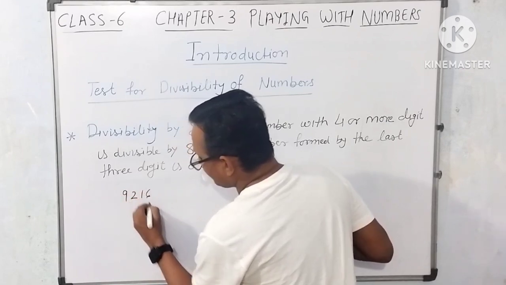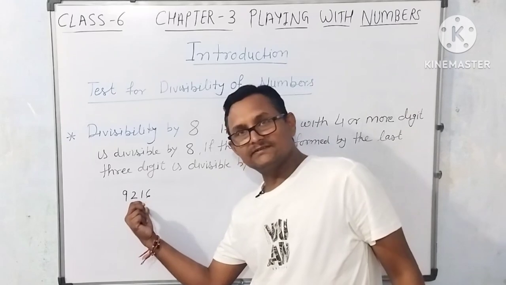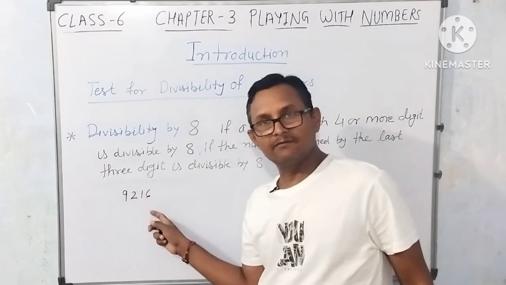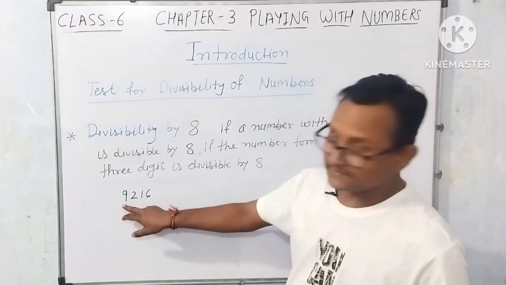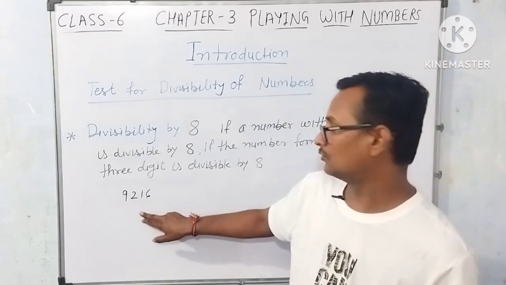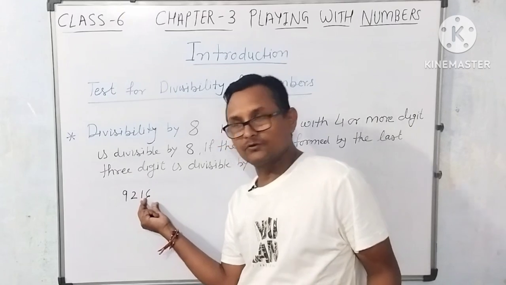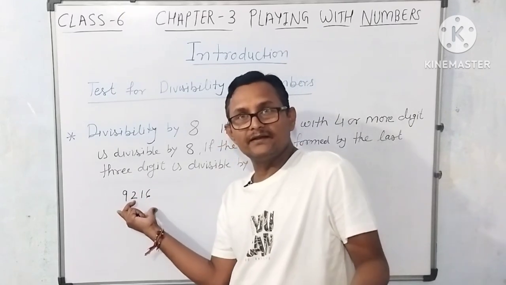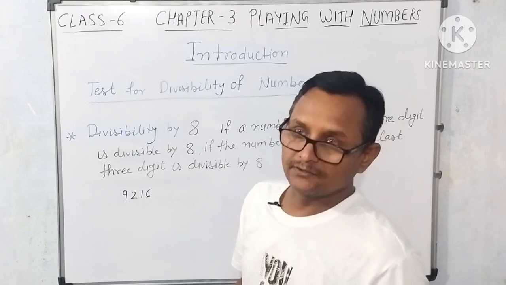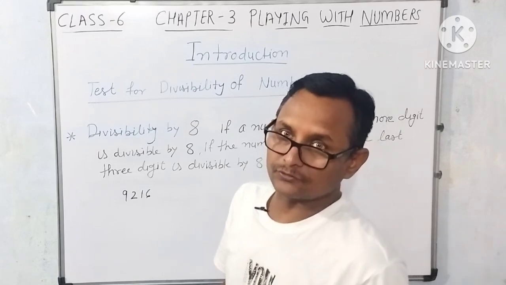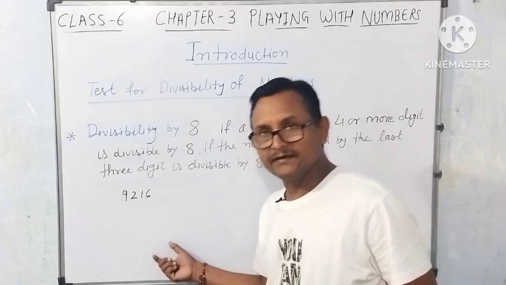9216. Friends, the last ones digit is 6, which is an even number, so it is divisible by 2. So we can say this number is divisible by 2. The last 2 digits are divisible by 4, so we can say the whole number is divisible by 4. But friends, we have to minimize the calculation. We have to take immediate action for the calculation. That's why we are learning the divisibility tests.